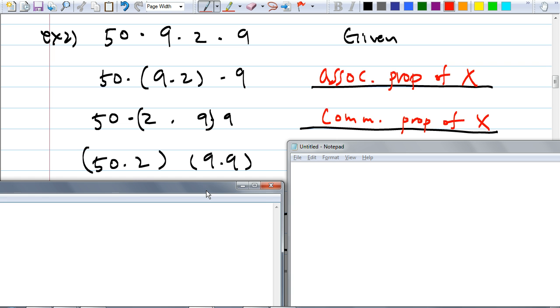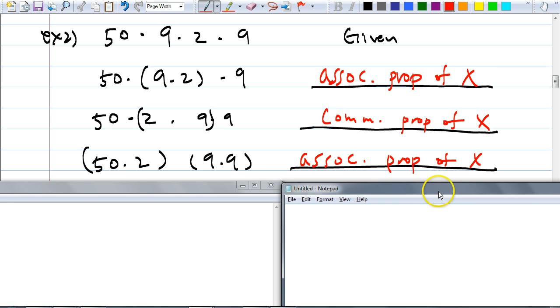So what? It's the associative property of multiplication, because look, they group these two. Remember, associative means kind of grouping. Same thing as grouping, right? They group 2 and 9. Now they group the other two. Does that make sense, Christina? So now this is not commutative, but this is the associative property of multiplication. Are we good there, guys?